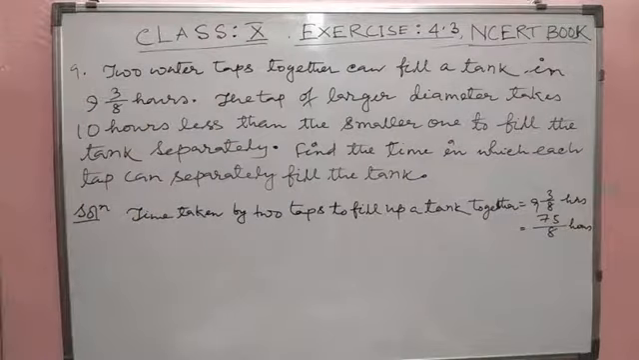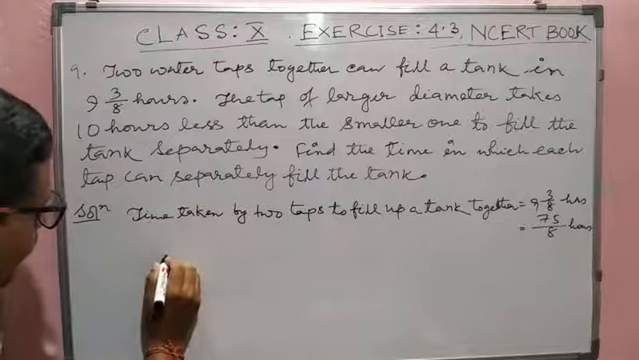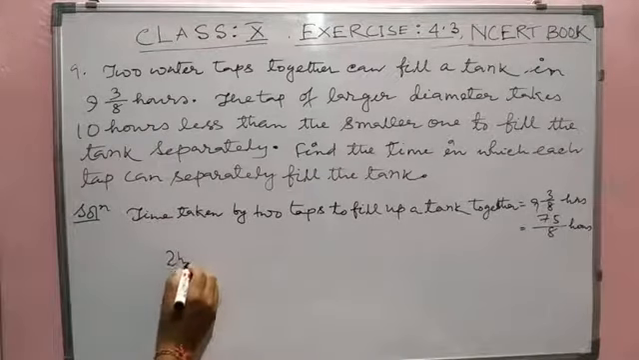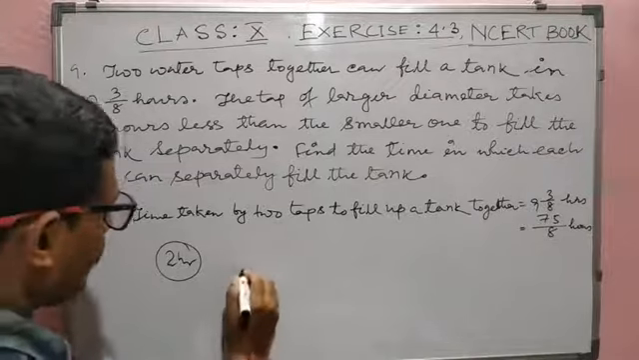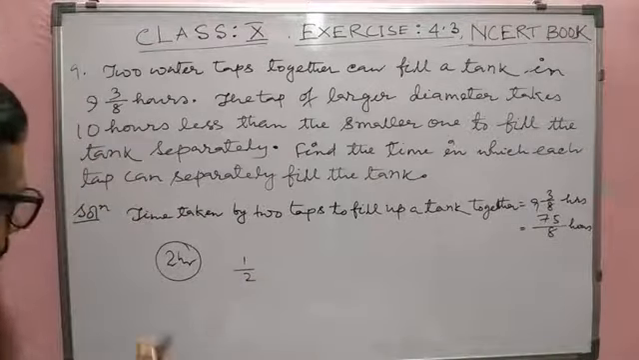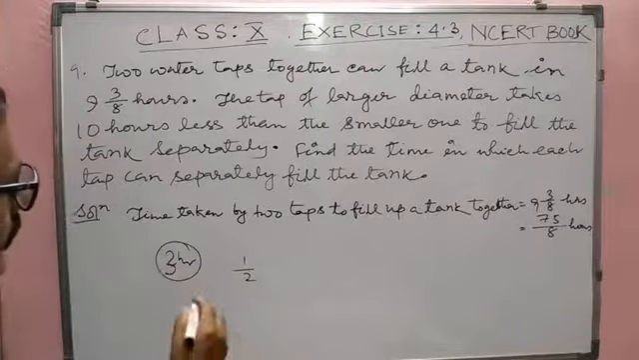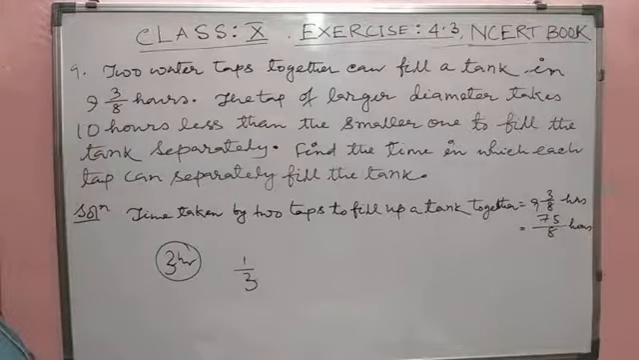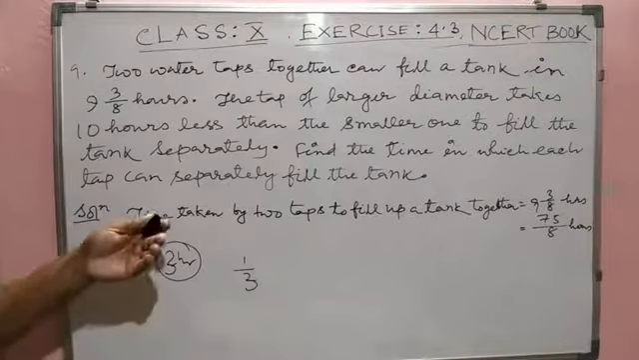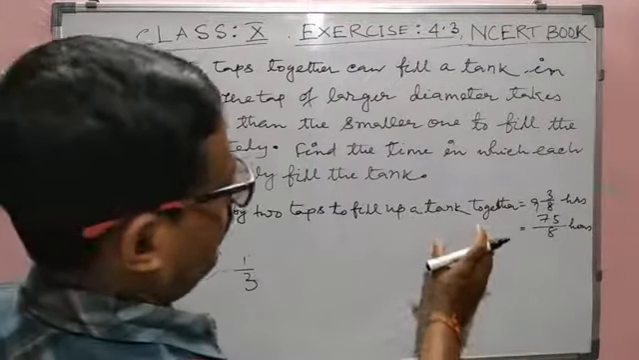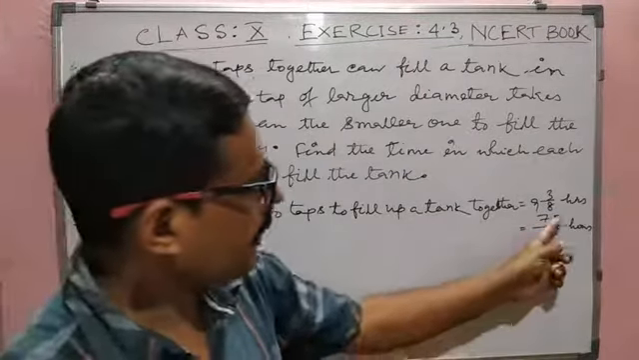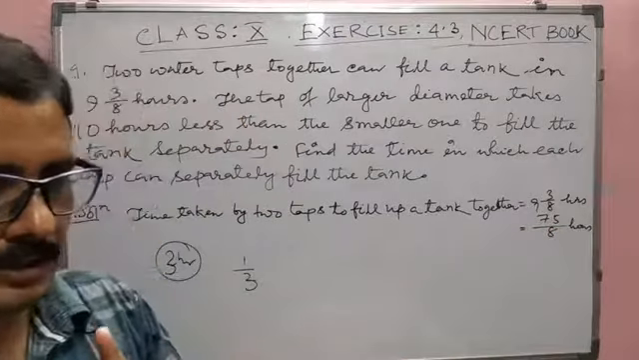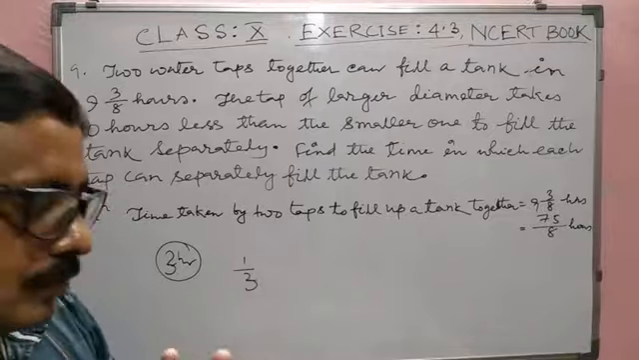Now one thing you see, let us say suppose a tap can fill up a tank in 2 hours. So in 1 hour it will fill up 1/2 part. Suppose it fills up in 3 hours, so in 1 hour it will fill up 1/3 part. That means just the reciprocal of the time. So the same thing will apply here. Two taps together can fill up the tank in 75/8 hours. So we have to find out in 1 hour how much they will fill up.